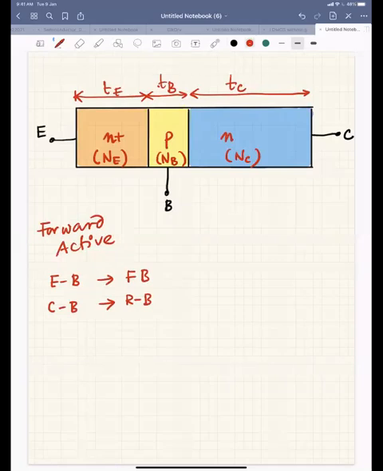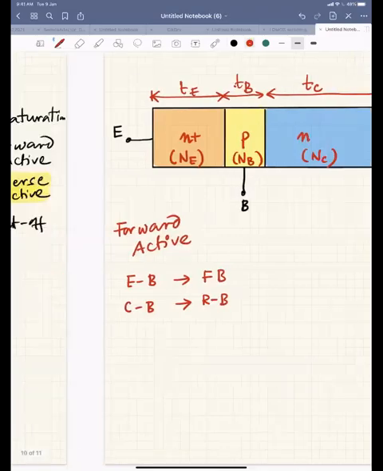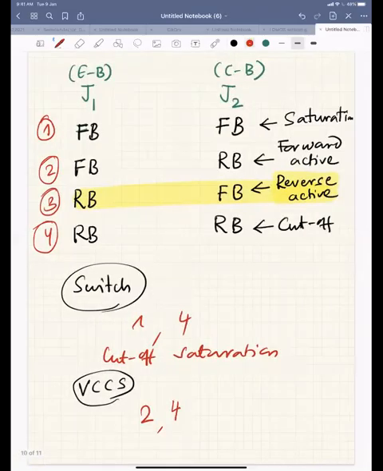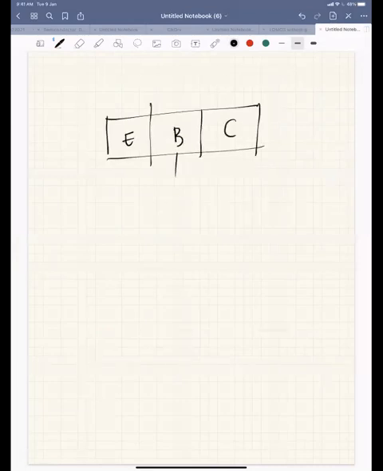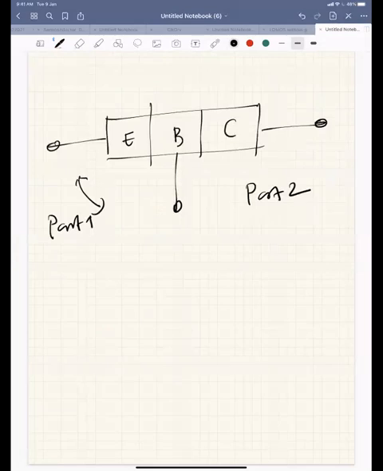Before we go there, I have a 3-terminal device, and I told you in the beginning this is a 2-port network. So when you talk about a 3-terminal device and 2 ports, let's say I have E, B, C. This is port 1 and this is your output port. So emitter base is always your input port, and collector base is your output port.